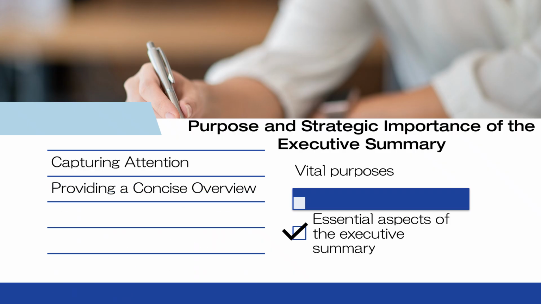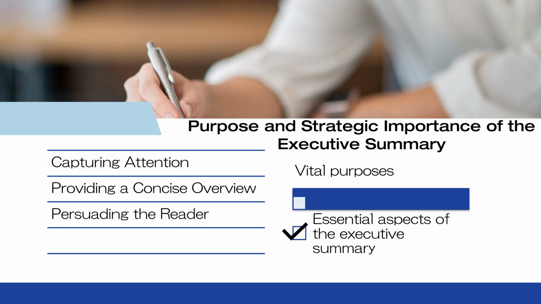Providing a concise overview. Think of the executive summary as the movie trailer for your proposal. It gives a brief but comprehensive overview of the entire document. A good example is one that clearly summarizes your proposed solution, your key differentiators, and the expected benefits, so that even a busy executive can read it and get the full picture in just a few minutes.